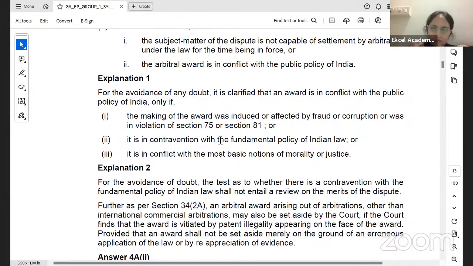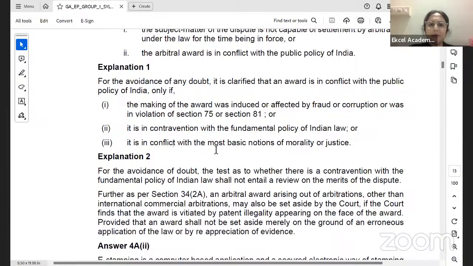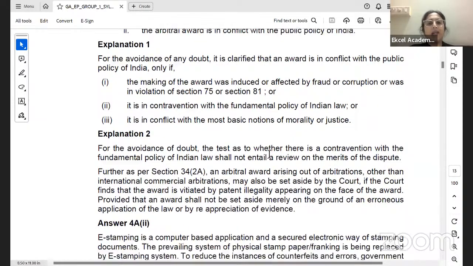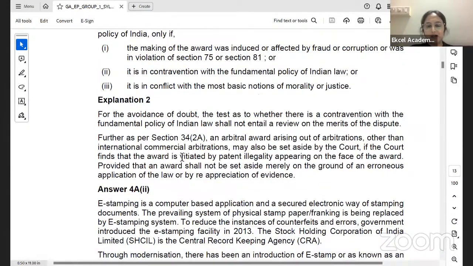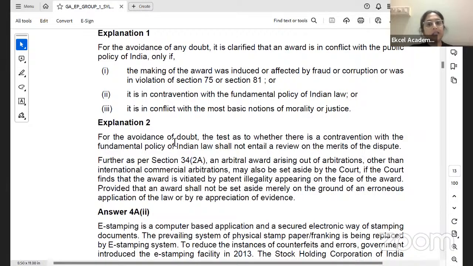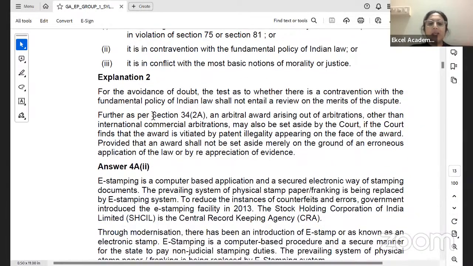Or maybe it's something which is against the fundamental policy of Indian law, going against the government rules and regulation, or it is in conflict with the basic notion of morality or justice. These things are considered as against the public policy of India. So again, one more explanation is there.